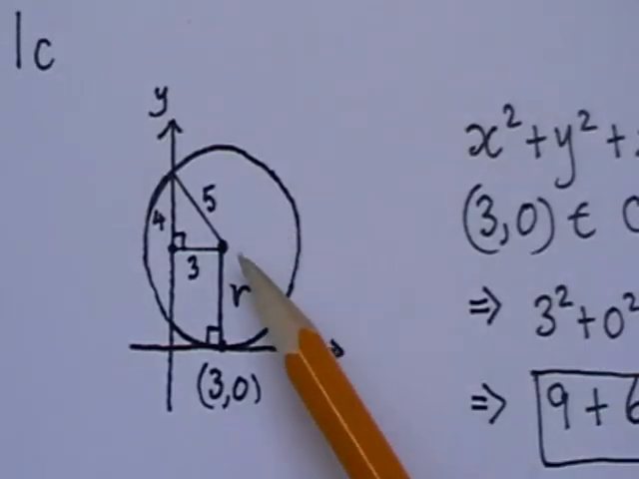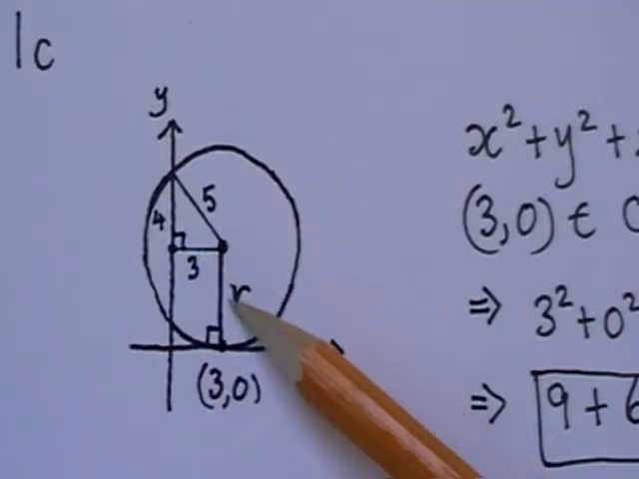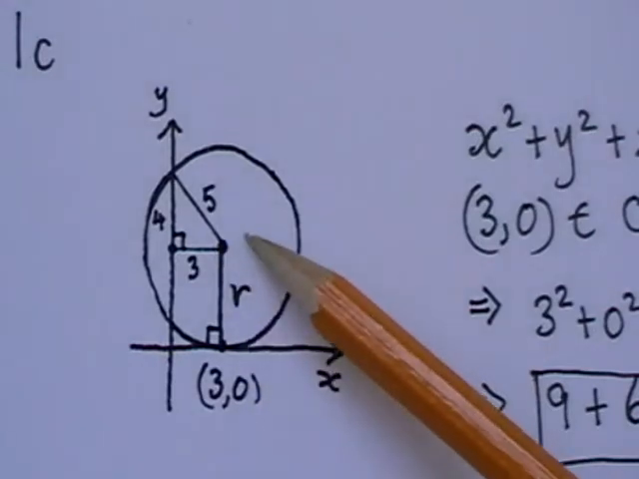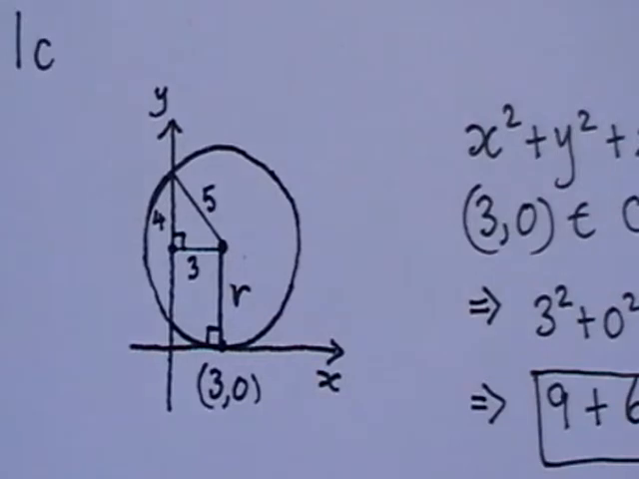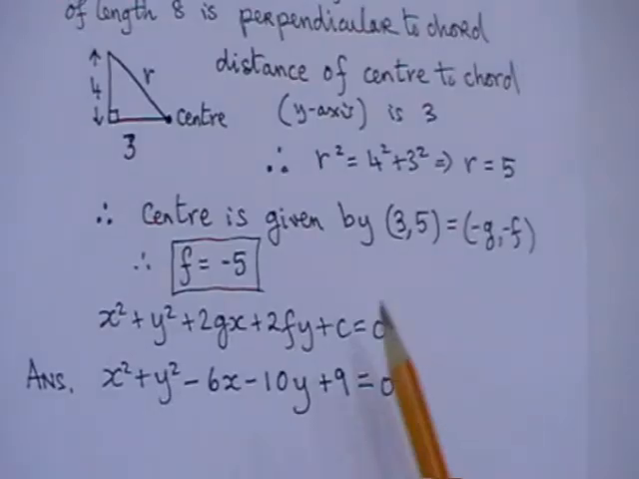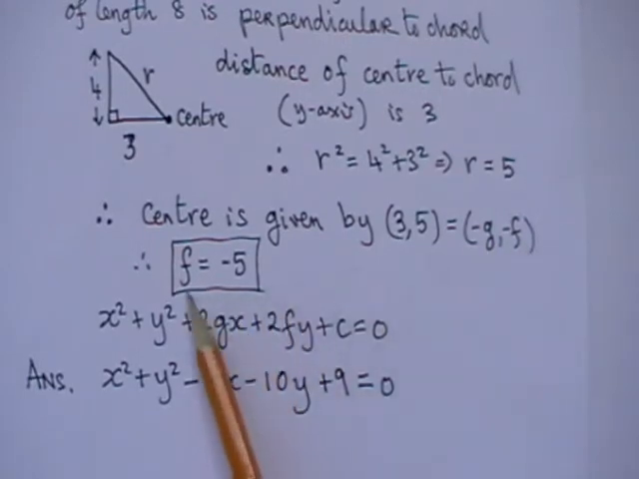You can see that in this diagram. The centre is 3 steps across from the y-axis, but since the radius is 5, it's 5 steps up. So this point here, the centre, has coordinates (3, 5). So (3, 5) equals (minus g, minus f). That means f equals minus 5.